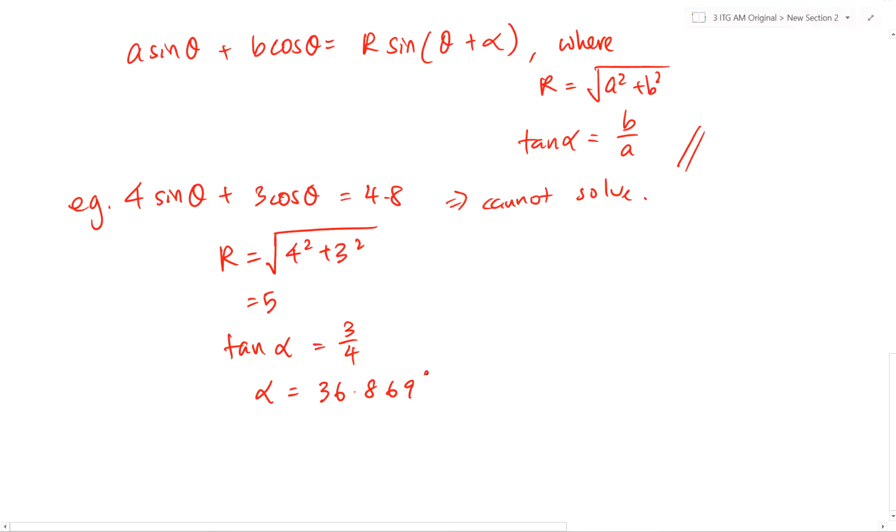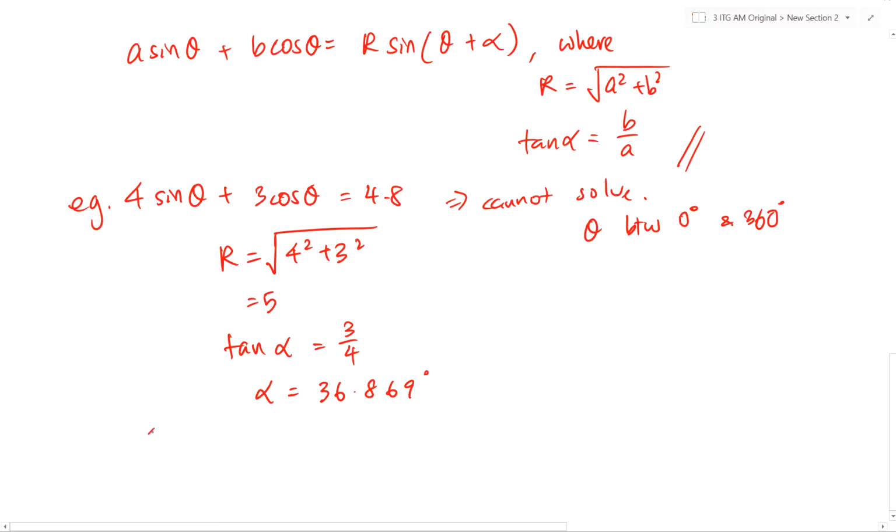I never specify, right? Okay, so theta between 0 and 360 degrees. Okay, now we know that it is in degrees. Okay, so this is my basic angle, 36.869 degrees. Sorry, I shouldn't say basic angle. This is the alpha value.